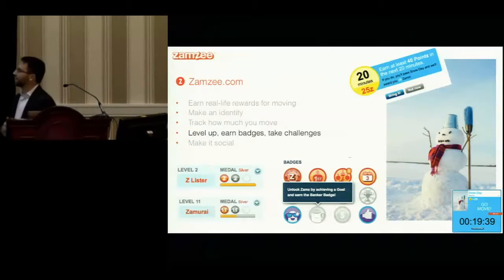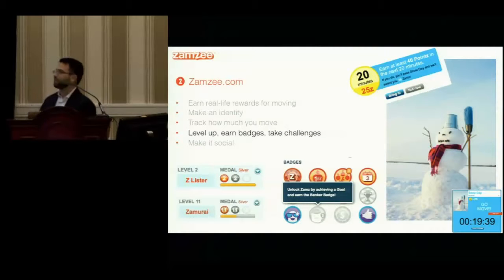Just to give you a little bit more detail about these. So we have levels. You earn points and you break through different levels. And you earn badges for different behaviors. Some of them are oriented towards physical activity. Some of them are oriented towards engaging in the site, because we know if you stay engaged in the site, you're more likely to stay active. So we try to encourage that behavior as well.